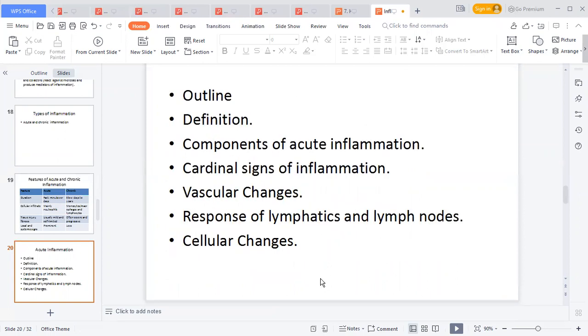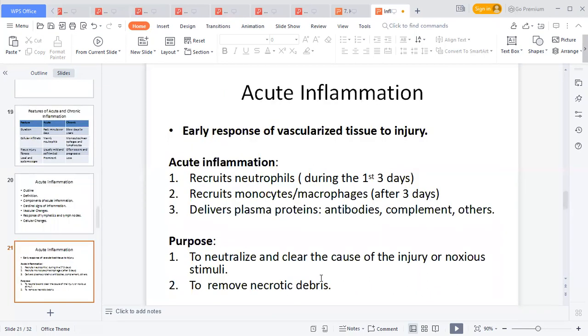Yeah. Acute inflammation: definition, components, cardinal signs of inflammation, vascular changes, response of lymphatics and lymph nodes, cellular changes. We talked about those. So acute inflammation is a response of vascular tissue to injury. Acute inflammation recruits neutrophils during day one. This is not actually important, but you can know it recruits monocytes, macrophages after 3 days. But neutrophils, like we said, are the ones that are common in acute inflammation. It delivers plasma proteins, antibodies, complement, and others.